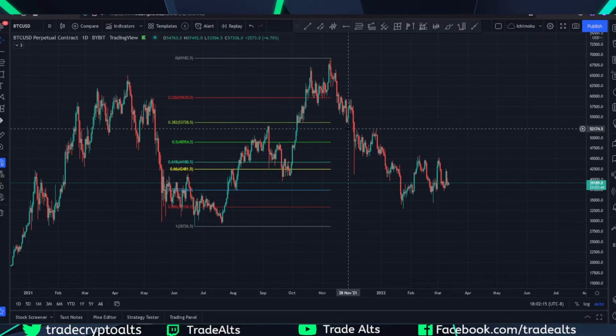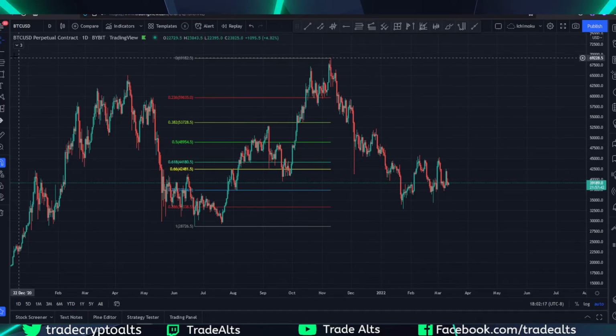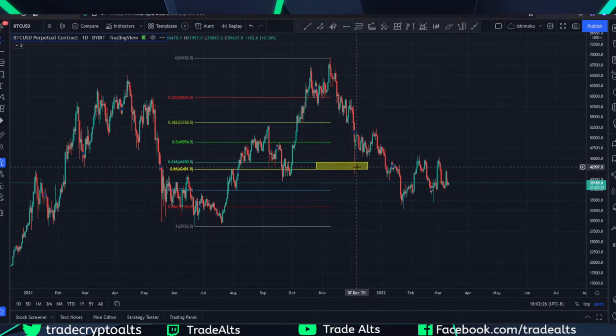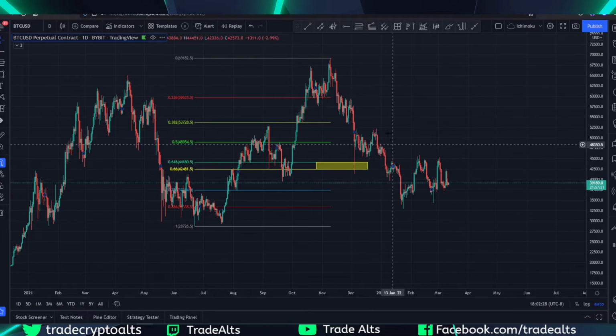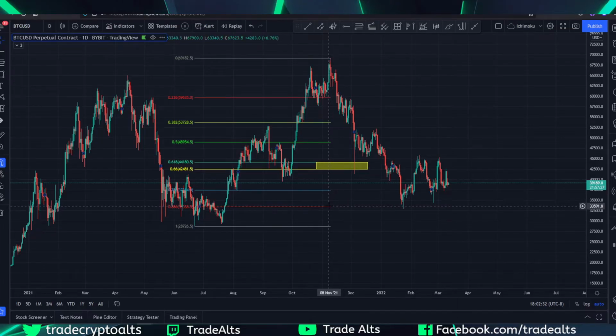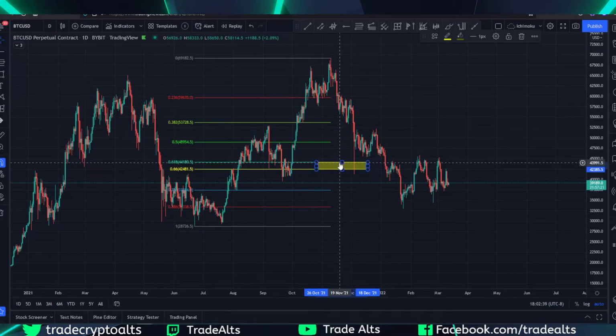382, pretty nice bounce off of that. Ultimately rolls over down to where? Figure this out by now. Wick through your golden pocket a little bit, but basically right into this region. Very nice snap back there, and then continues to roll over and makes it all the way down to your 886. So again, really well respected fib.